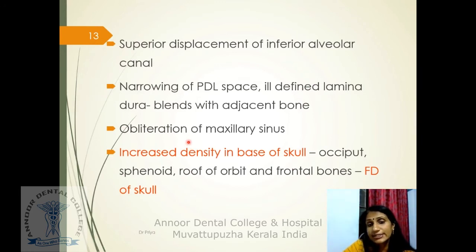When it affects the maxillary region, it can extend into the maxillary sinus, leading to obliteration of the maxillary sinus. The other feature when affecting the craniofacial area is increased density in the base of the skull. The base of the skull becomes really dense, especially in the occiput, sphenoid, roof of the orbit and the frontal bone. When you see increased density at the base and all these bones are affected, we call it fibrous dysplasia of the skull, wherein all these bones are going to be affected.